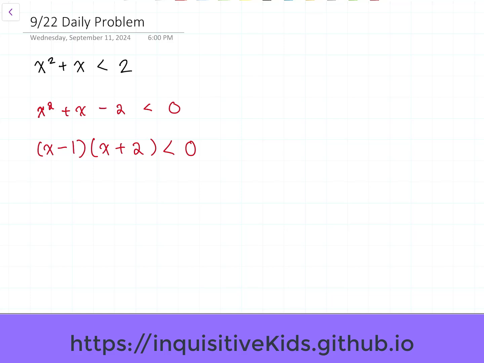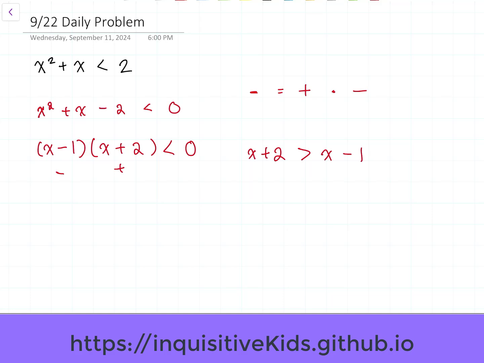So remember, negative we get by multiplying positive by negative. So one of these has to be positive and one of these has to be negative. How do we know which one is positive and which one is negative? Well, x plus 2 is obviously greater than x minus 1. It has to be. Therefore, x plus 2 has to be positive and x minus 1 has to be negative.